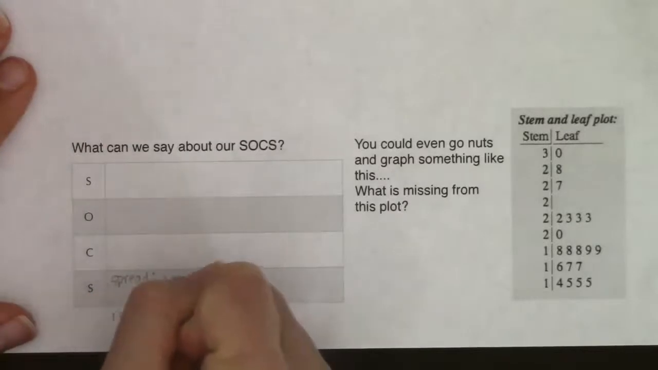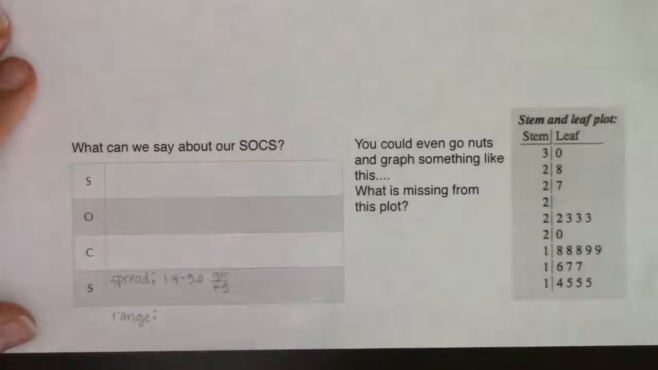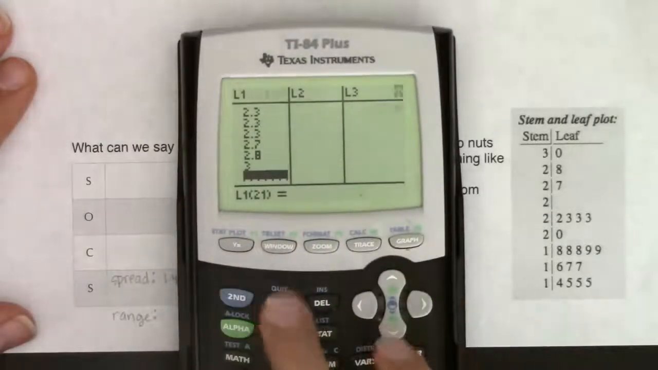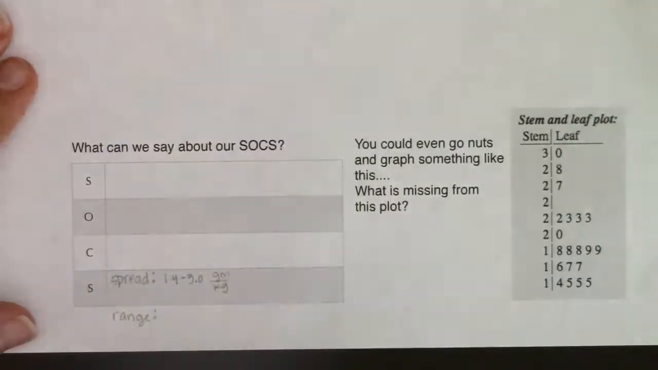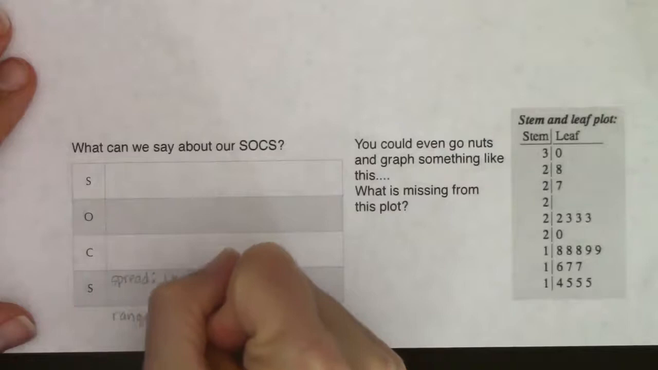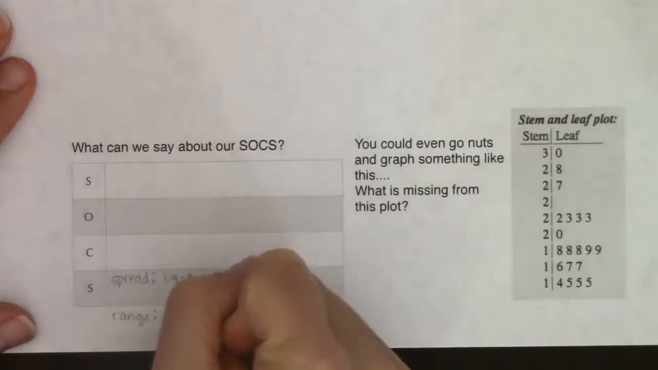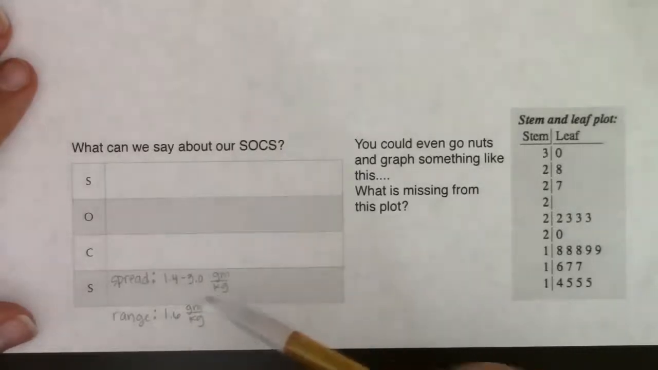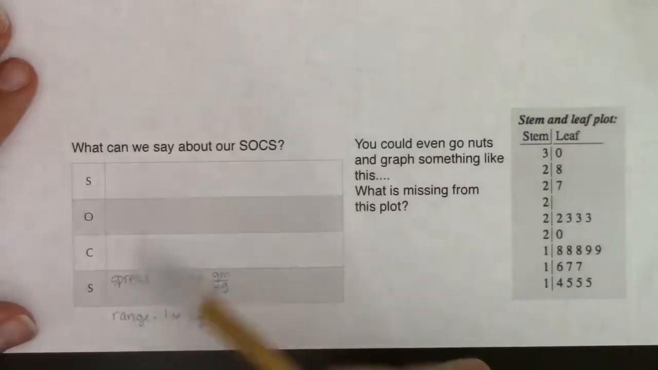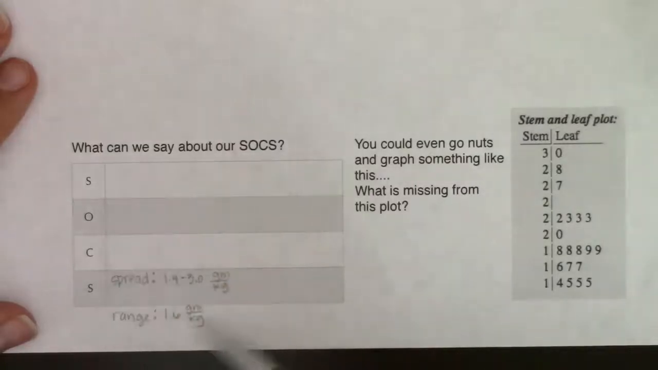If I wanted to find the range, I would subtract these two numbers. So if I go back to my calculator for a moment, 3 minus 1.4 gives me 1.6. So the range is 1.6 grams per kilogram. And yes, you always want to put units. I will be looking for that. Every time we have a word problem, I need some units, and stats is all word problems. So there we go. Out of the four letters I need to address, I've already addressed one of them. And again, you don't need both of these, you need one. I typically quote the range because I'm lazy and it's just one less number to write.